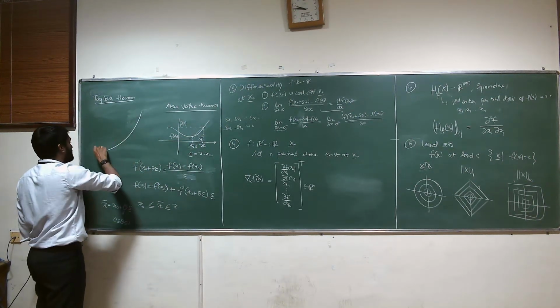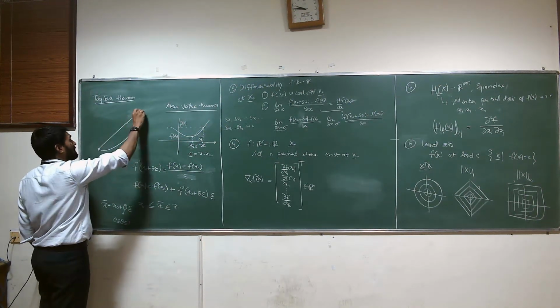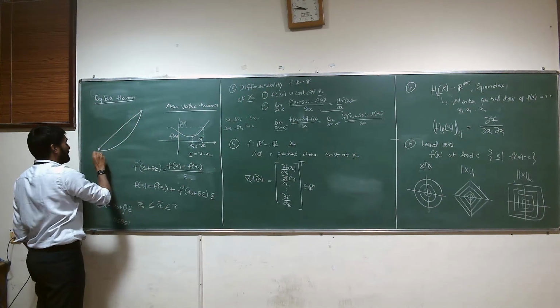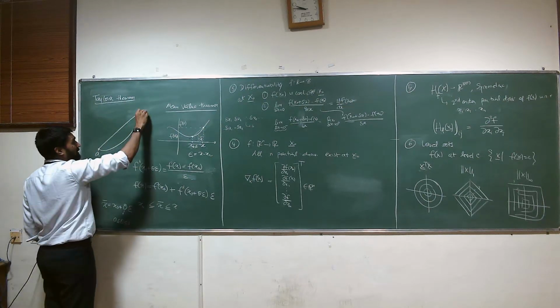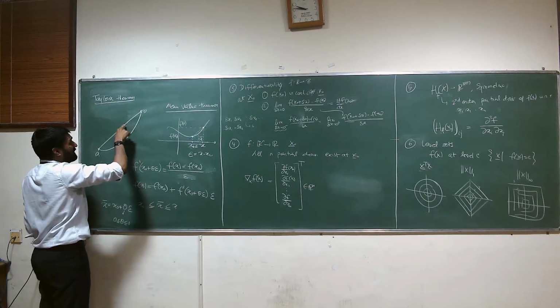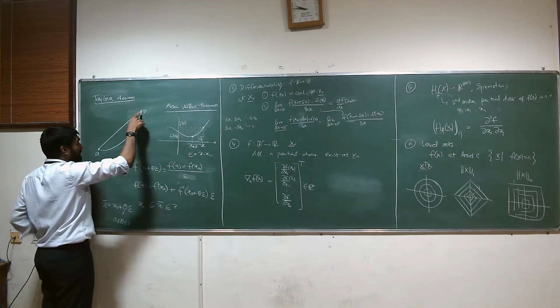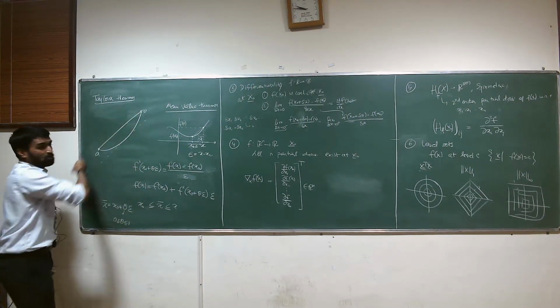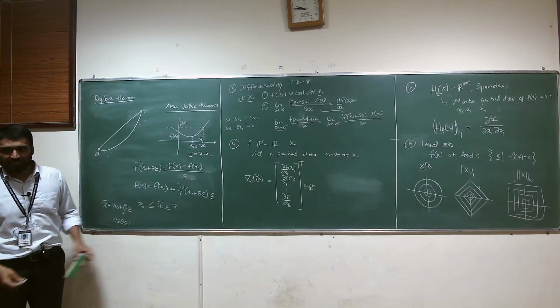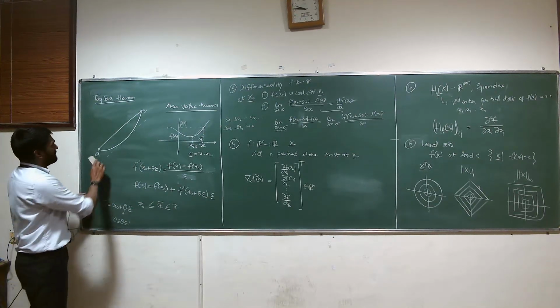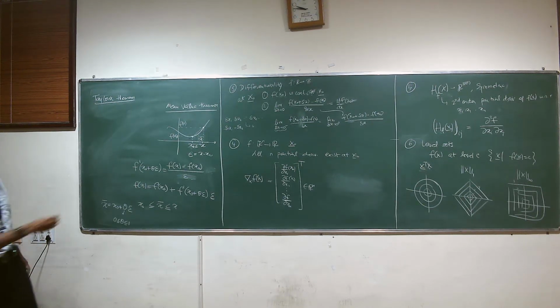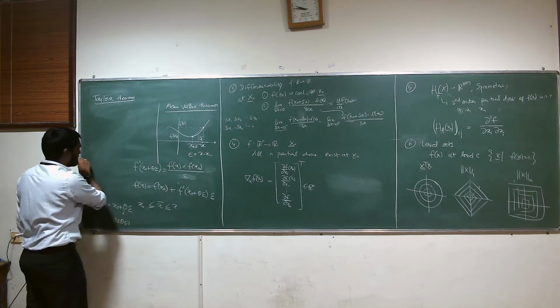If you have a curve like this, this is the slope of the line joining these two points. These you remember, points A and B, F of A, F of B. What this tells you is there is a point somewhere in between these two points where the slope of the line is exactly equal to the slope of this. That's what the statement says. That's the mean value theorem.